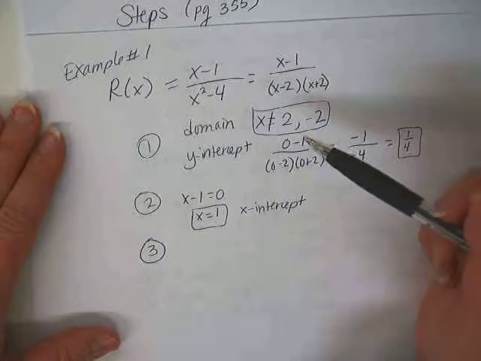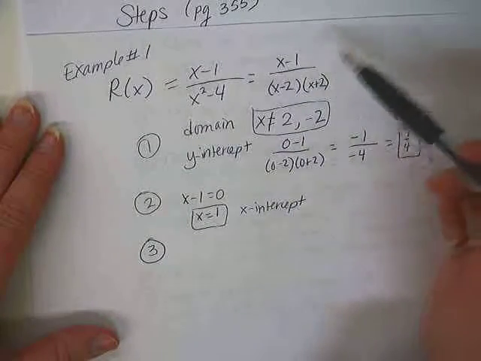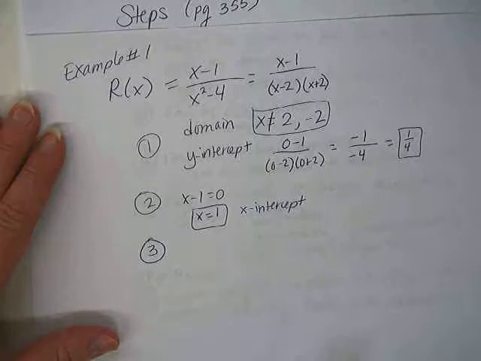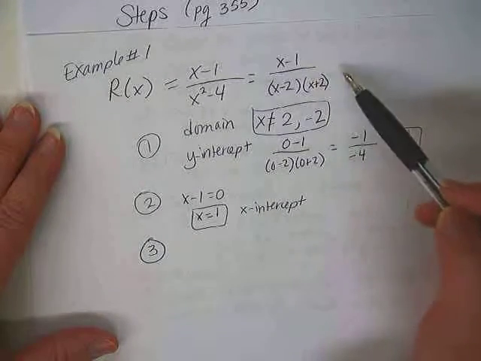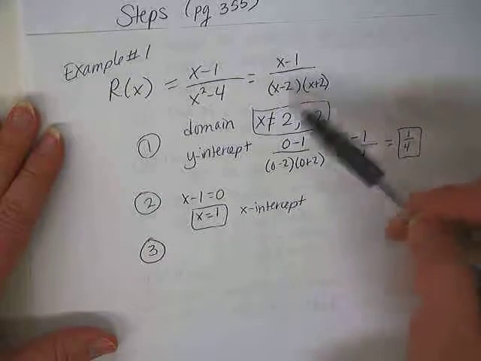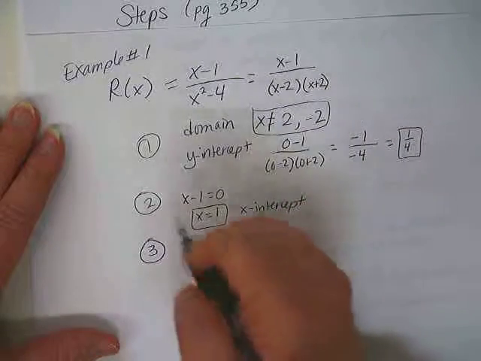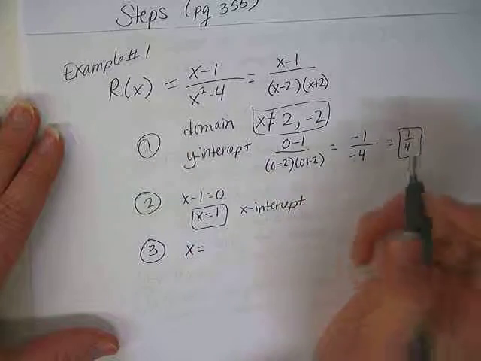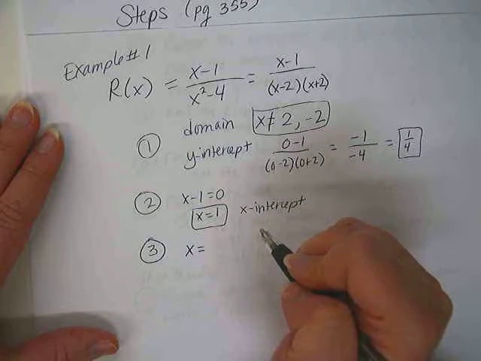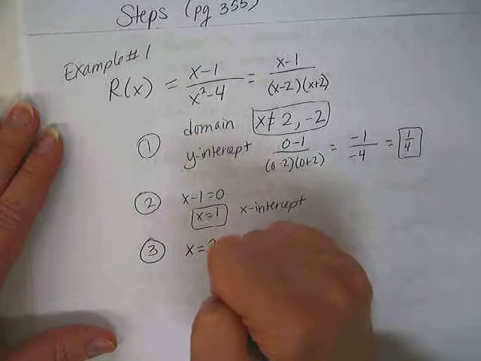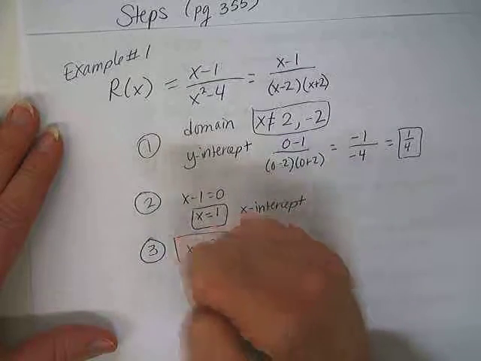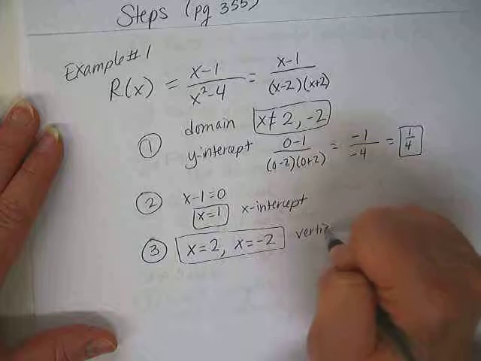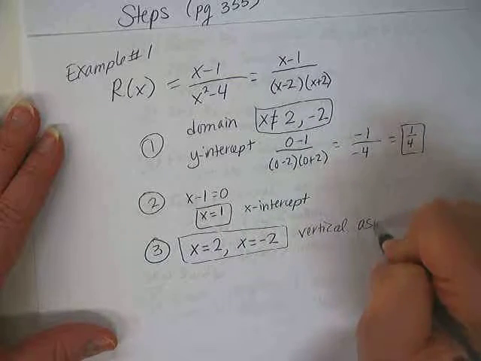Okay, step 3. Find the vertical asymptotes. Before you find the vertical asymptotes, remember how you have to reduce? I should have put that in my list to make sure you've reduced your fraction first. So look at our fraction. Can we reduce it first? No. There's nothing that will reduce. So where are the asymptotes? X equals positive 2 and x equals negative 2. Those are vertical asymptotes.